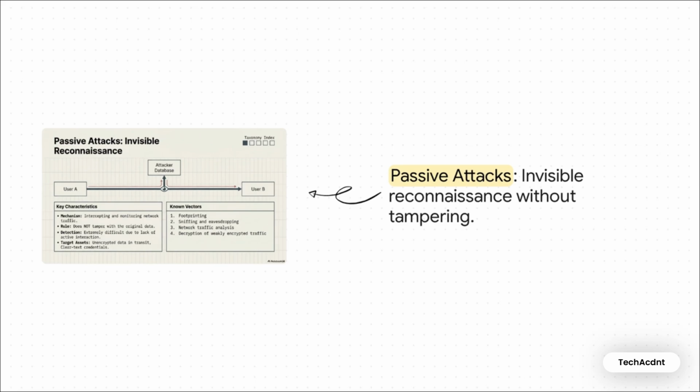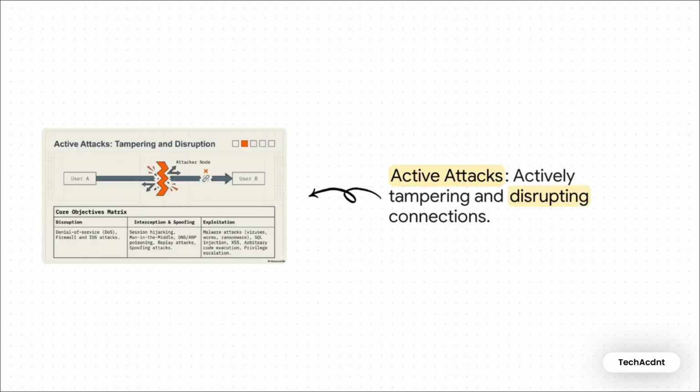And because there's absolutely no active interaction with the system, man, you could be compromised for months and not a single alarm would go off. Now, active attacks do the exact opposite. They actively break things to get past your security. In this scenario, the connection between user A and user B is literally shattered. The attacker steps right in the middle to disrupt or exploit the connection. We're talking malware, session hijacking, SQL injections, man-in-the-middle attacks. They want into your internal network, and they really don't care how much noise they make knocking the door down.